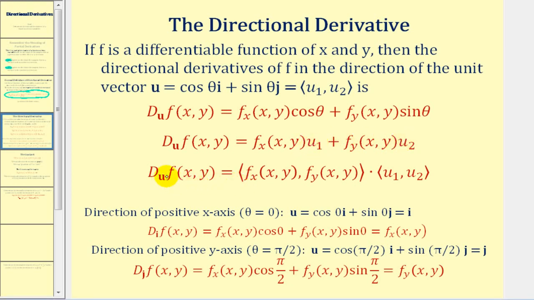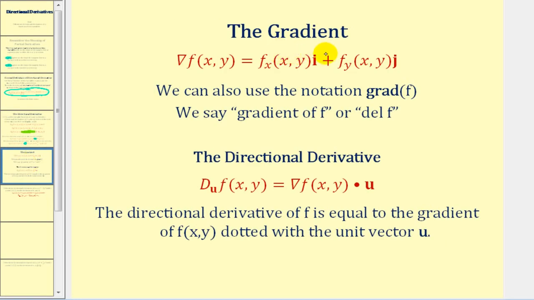Yet another way to express the directional derivative would be to form a vector using the partial derivatives and then dotting it with the component form of the unit vector. Before we take a look at our examples, I want to mention one more thing. This vector here, formed by the partial derivatives, has a special name, and it's called the gradient. So the gradient of f is the vector formed where the x and y components are made up of the partial derivatives of f with respect to x and with respect to y.